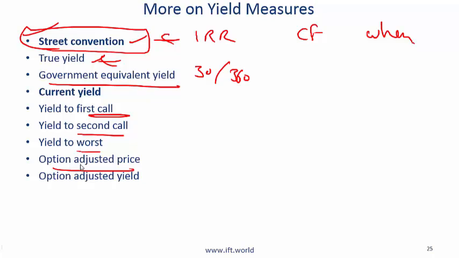Option adjusted price is where a bond has an option, and obviously the price of the bond is impacted by the option. We've talked about the fact that if a bond has a call option, does that increase the price or decrease the price? With a call option, the price goes lower. Option adjusted price means that you take a price which would be the price if the option were removed. So that is option adjusted. And an option adjusted yield is the yield with the option removed.